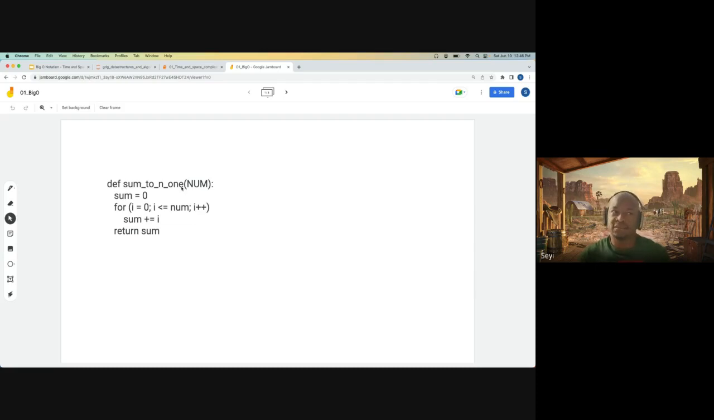So now this is an algorithm to sum numbers to n. Sum is equal to 0. So this is basically, I'm doing a for loop, looping through all the numbers from 0 or 1 to n, and I'm summing them into a variable and returning the sum. So how do we analyze this code?